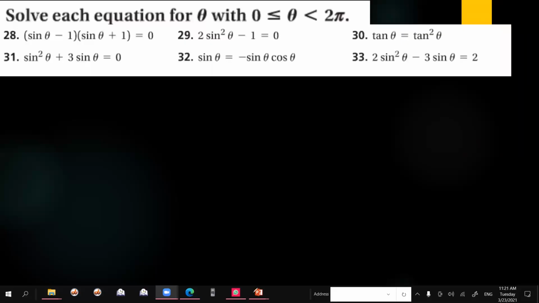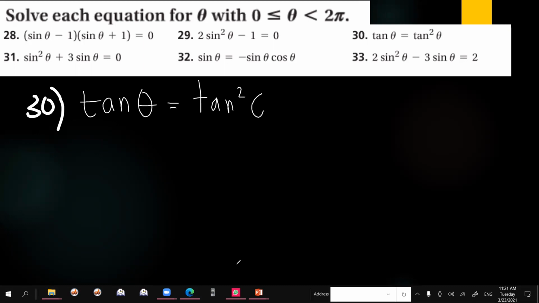Now, number 30 here. In number 30, we have tan of theta equals tan squared of theta. Here, we cannot say, teacher, we can cancel tan with tan. This is wrong. Such as, if you have x equals x squared, you cannot say, teacher, I will cancel x with x, so I have x equals 1. This is wrong.